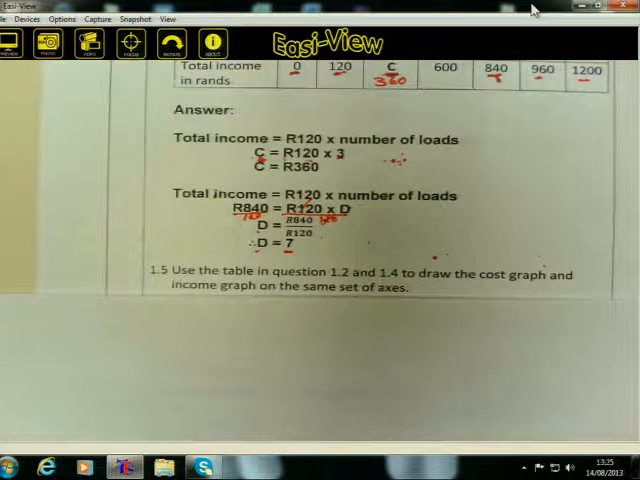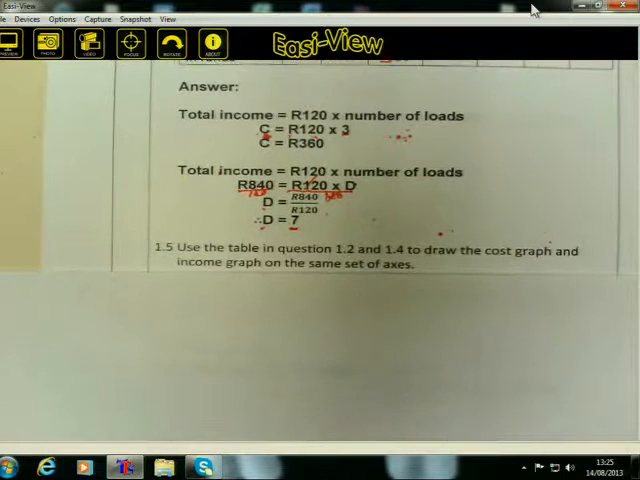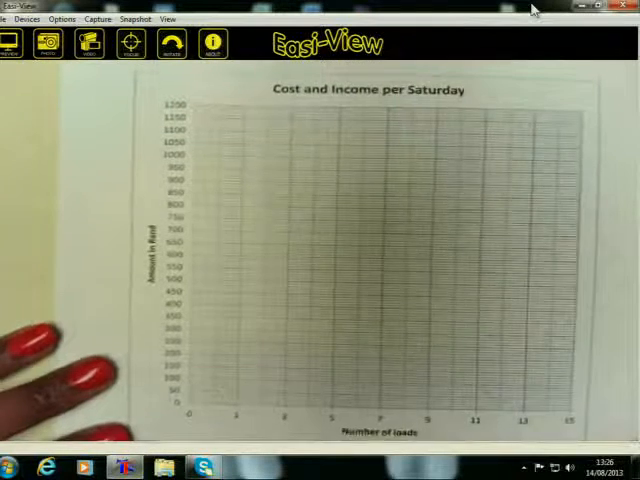Now, the last question on functional relationships, 1.5. It says, use the table in question 1.2. Remember, the table in question 1.2 was based on the total cost. And the table in 1.4 is based on total income. Draw the cost graph and income graph on the same set of axes. I have actually drawn or constructed my grid.